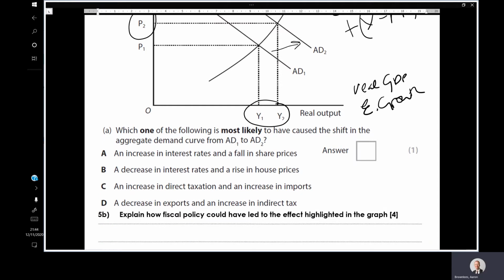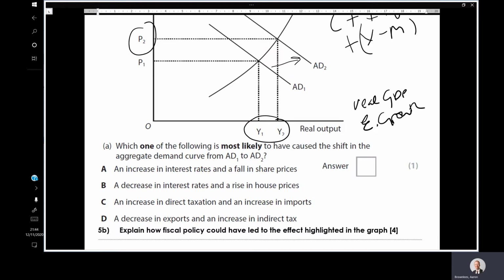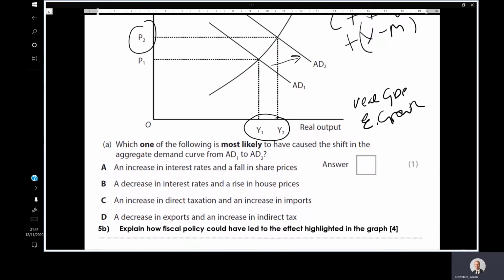Which one of the following is most likely to have caused the shift in aggregate demand? So this is things that definitely will shift aggregate demand, not something that might change it in the future or might depend on something. This is just straightforward increases in consumer spending, business spending, or government spending.